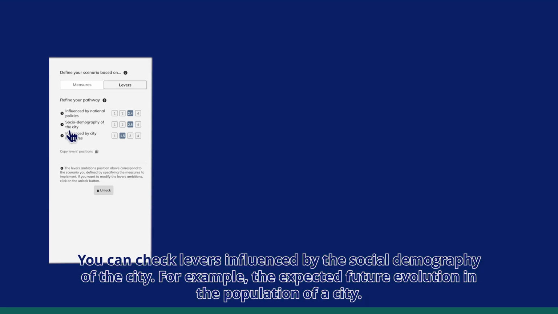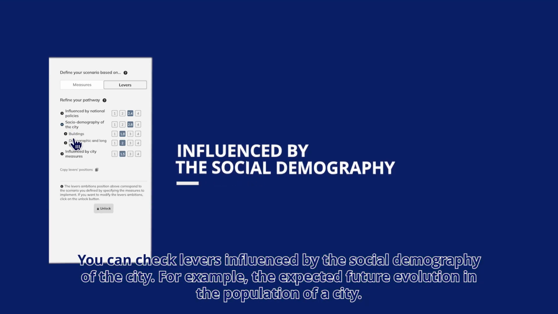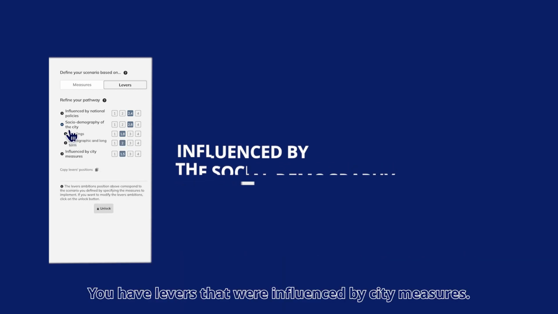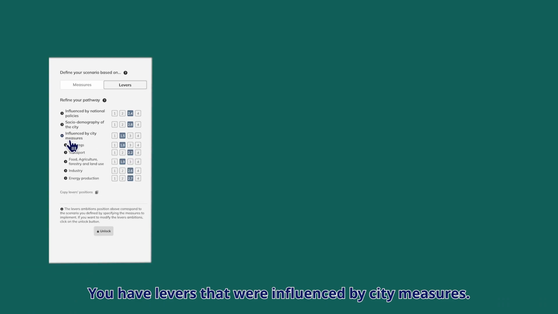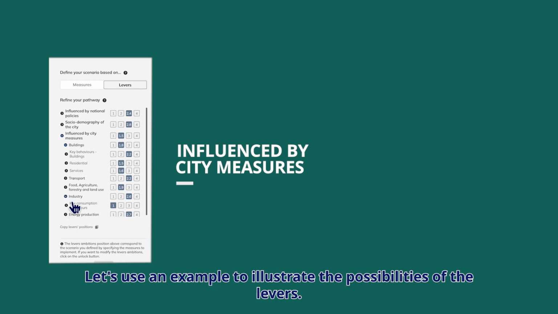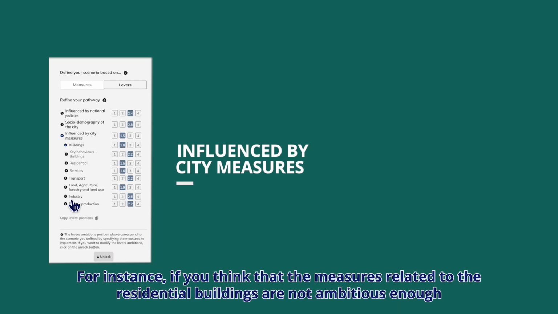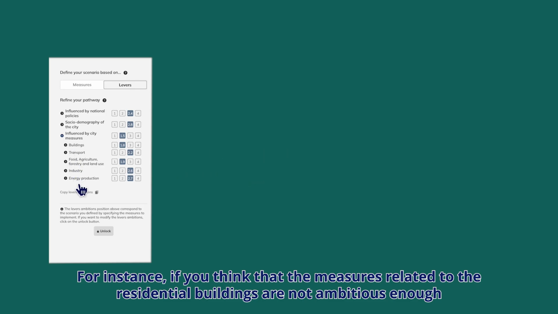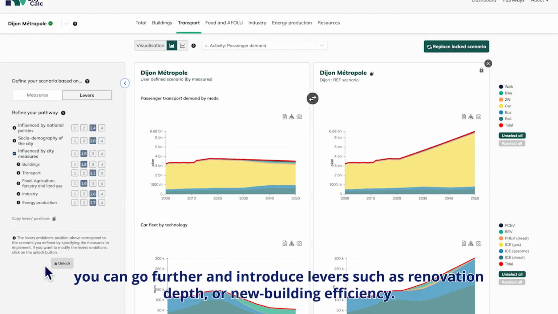You can check levers influenced by the social demography of the city. For example, the expected future evolution in the population of a city. You have levers that are influenced by city measures. Let's use an example to illustrate the possibilities of the levers. For instance, if you think that the measures related to the residential buildings are not ambitious enough, you can go further and introduce levers such as renovation depth or new building efficiency.